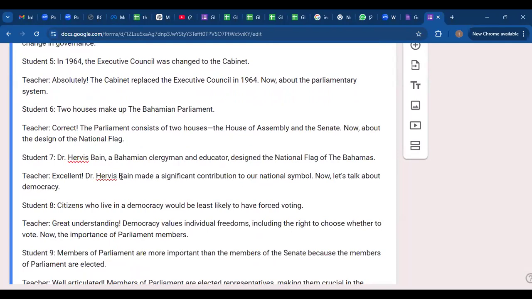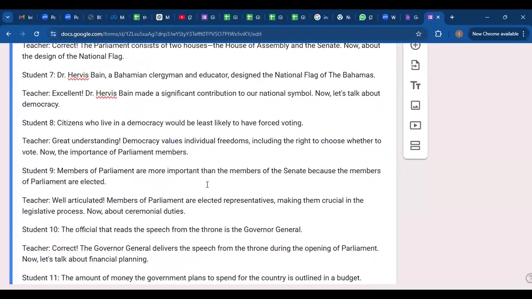Now let's talk about democracy. Citizens who live in a democracy would be least likely to have forced voting. Great. Understanding democracy values individual freedoms, including the right to choose whether to vote.